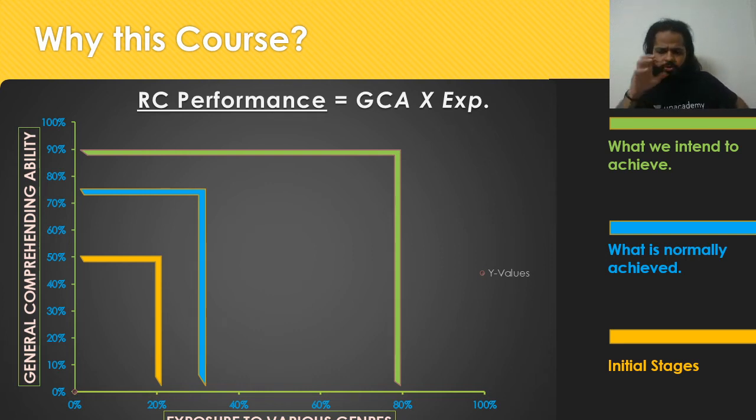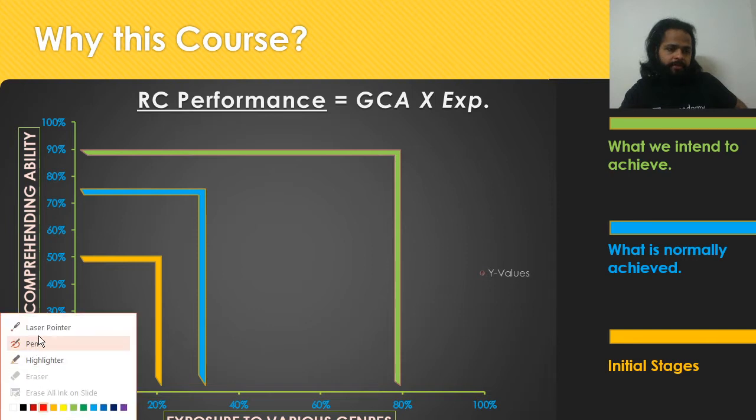So guys, before we delve into the specifics of this course, there's a very simple graph that I want to take you through. I think it should be visible on your screen right now. This is a graph we'll use to understand how your performance in reading comprehension works, and what the factors are that determine your performance when you solve a reading comprehension. The first factor is what I call the general comprehending ability.